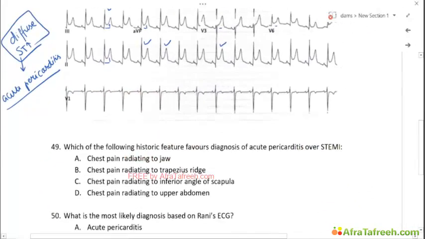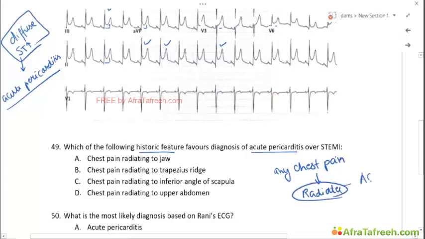Now, coming back to the history, we have seen what the ECG says and what is our preliminary impression about the ECG. Now we see which of the following historic features favors the diagnosis of acute pericarditis. Okay, so it's a rule of thumb: any chest pain which radiates, you should consider an acute coronary syndrome. However, radiation to the trapezius ridge is quite specific for acute pericarditis.